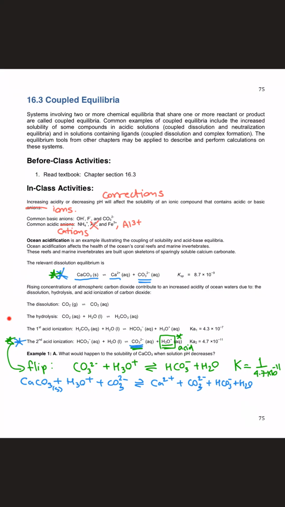Between the first one and the second acid ionization, you will see that the species that appear on both sides are the carbonate ions. After we cancel the carbonate ions, the equation that you will get is calcium carbonate reacting with the hydronium ions, which is the acid, to produce calcium ions, hydrogen carbonate, and water.